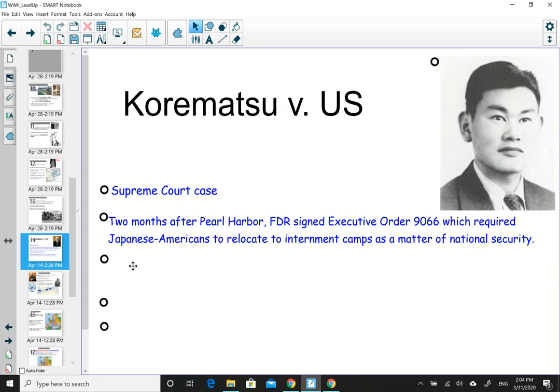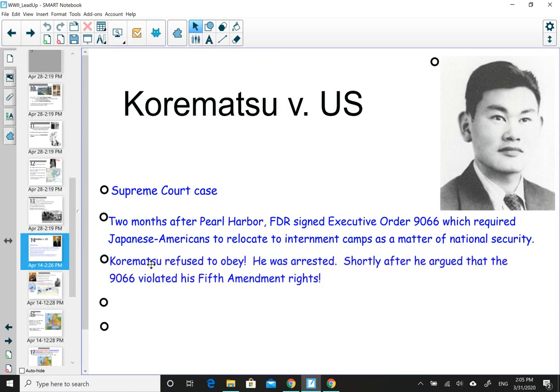One person, Fred Korematsu, seen here in the upper right-hand corner, refused to obey the order, and he was promptly arrested. He challenged his arrest in court, saying that it violated his Fifth Amendment rights. That is, you can't be imprisoned unless you're indicted by a grand jury.